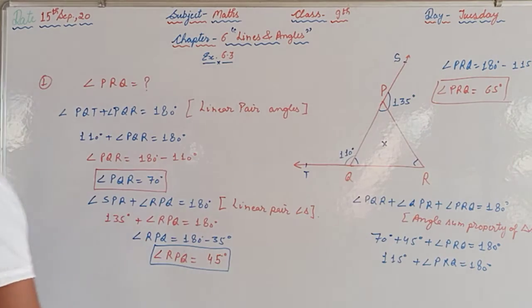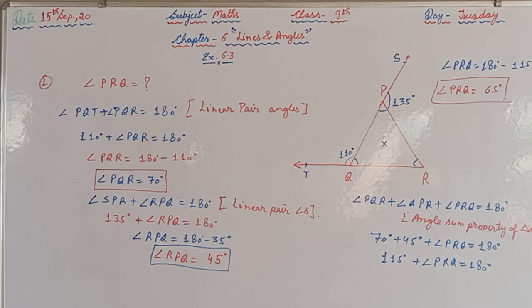So like this we are supposed to proceed with the questions. We are supposed to use the information we have regarding the angles as well as the properties of the triangles. At the same time, now we will discuss question number 2. In question number 2, again the figure is given.